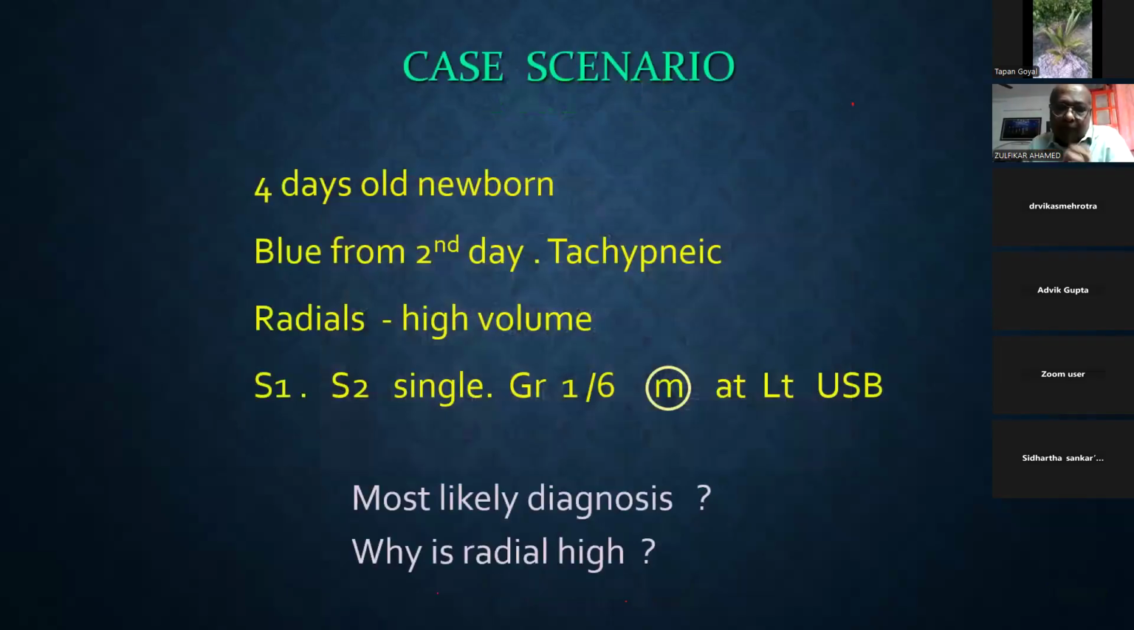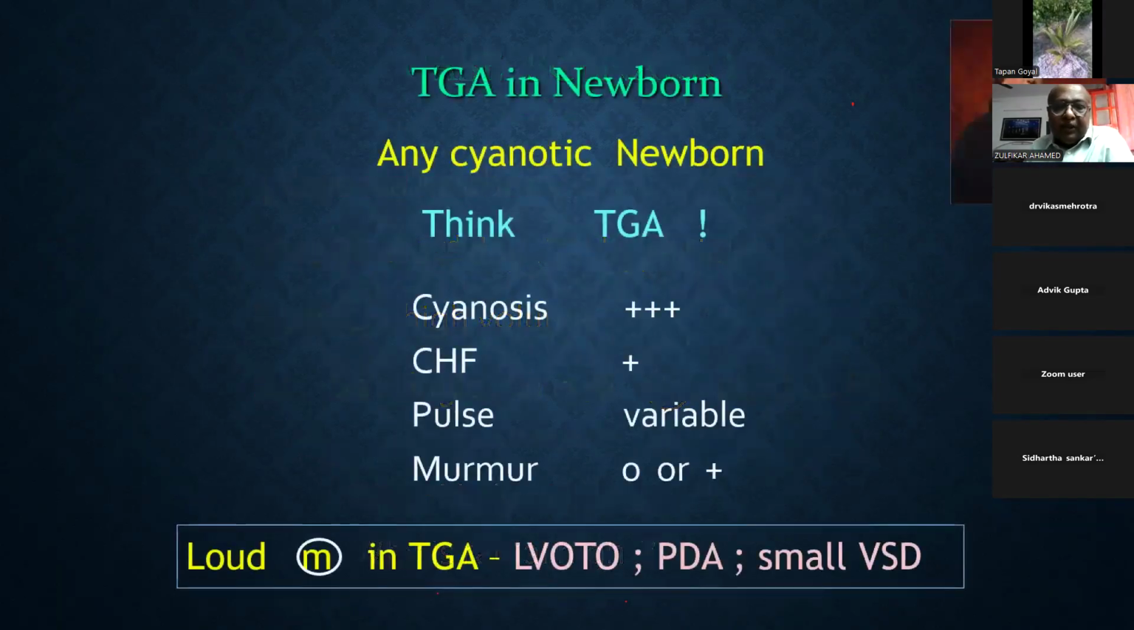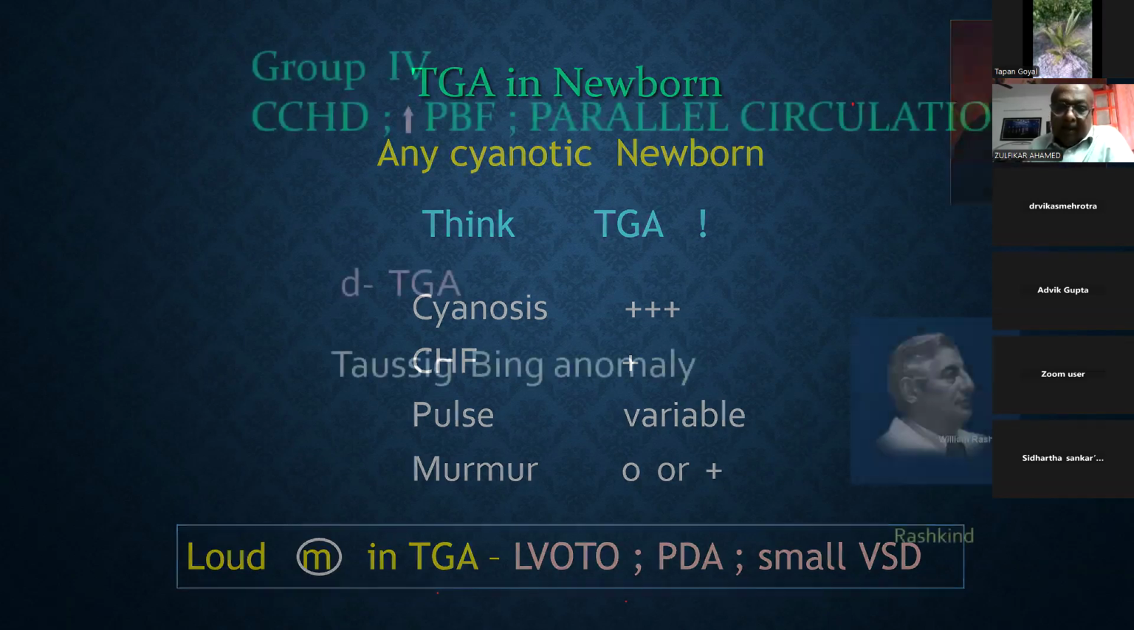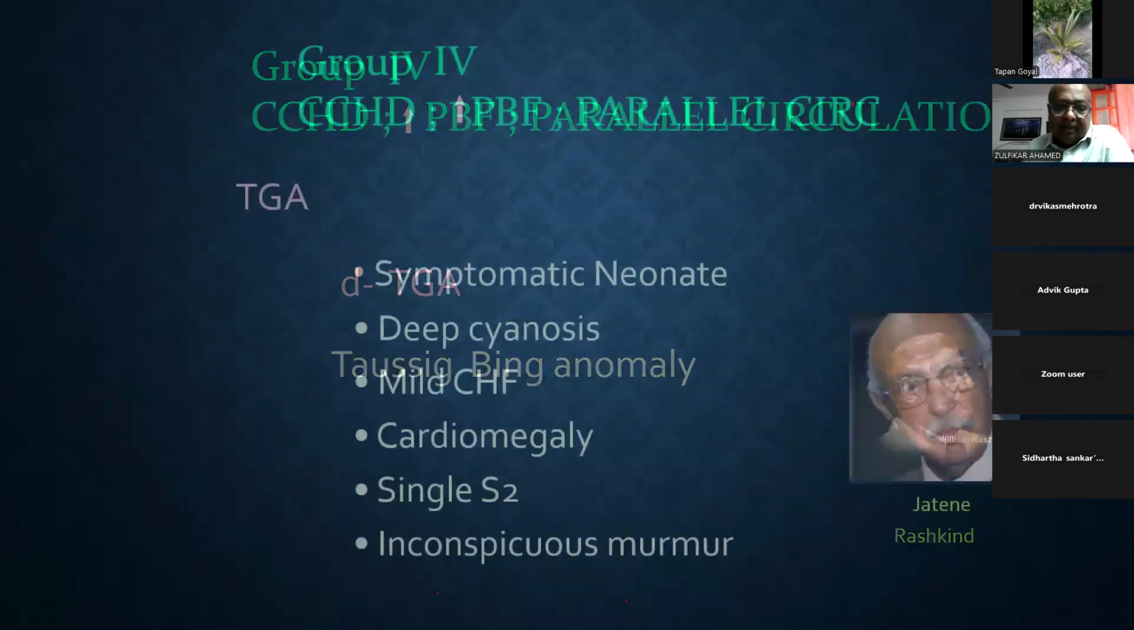So we have covered 3 groups. And the fourth group is a 4-day-old newborn, blue from second day, acute high volume pulse, hardly any murmur. So whenever you have a cyanosis in day 1, day 2, day 3, first week of life, without much murmur, you should think of a transposition physiology, a parallel circulation with deep cyanosis, mild heart failure, variable pulse, and hardly any murmur, unless, of course, they have pulmonary stenosis or a restrictive ventricular septal defect.